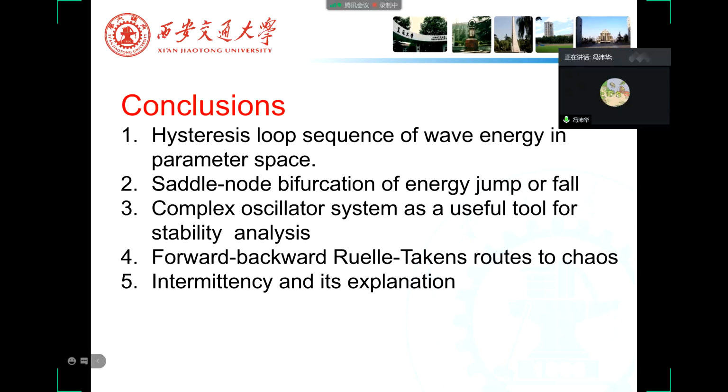And then the most important one is that we found the forward and backward Ruelle-Takens route to chaos, which is much more complicated than the traditional RT routes. And then we use one special theory to explain the intermittency, the onset of the phenomenon in which the system switches back and forth between the periodic states and the chaotic states.